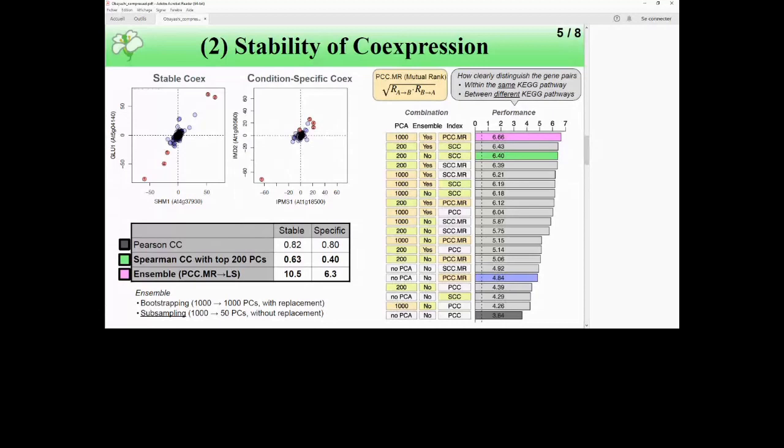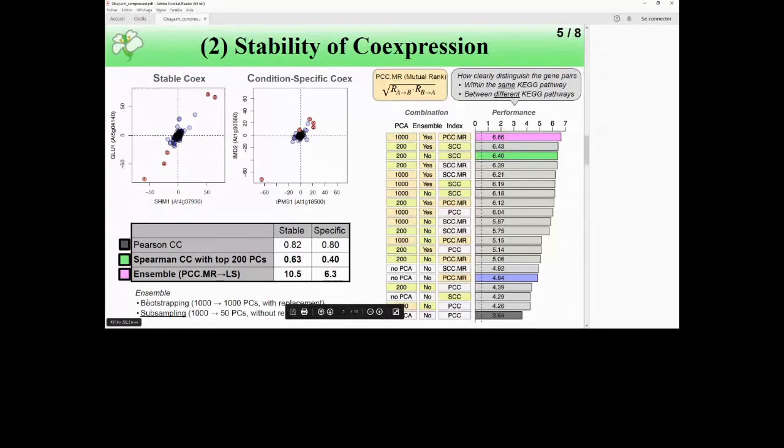And the total of condition-specific data can be regarded as condition-independent data, or the co-expression of a species. That is a conceptually important point, and that is the reason why we adopted subsampling rather than bootstrapping.